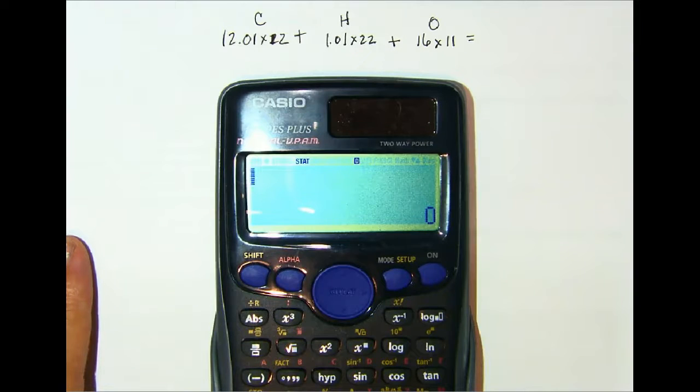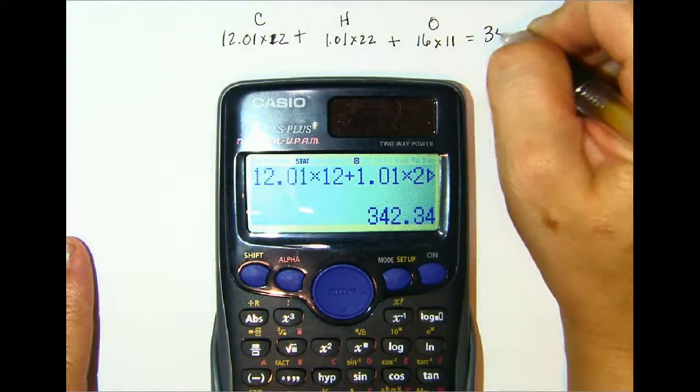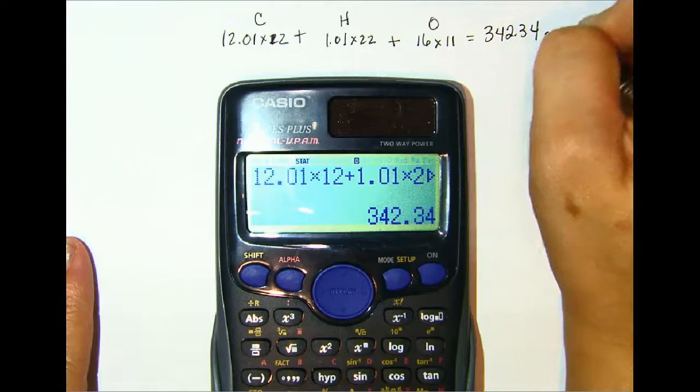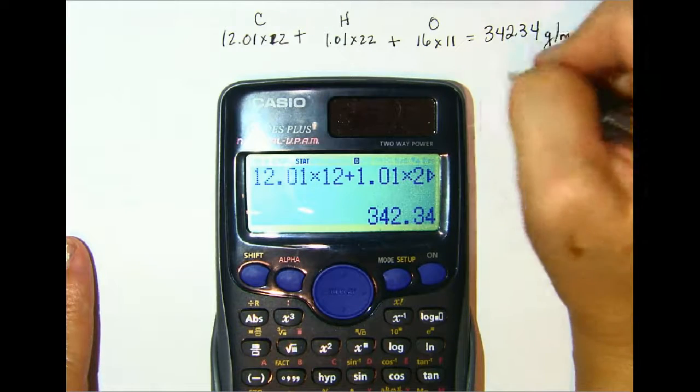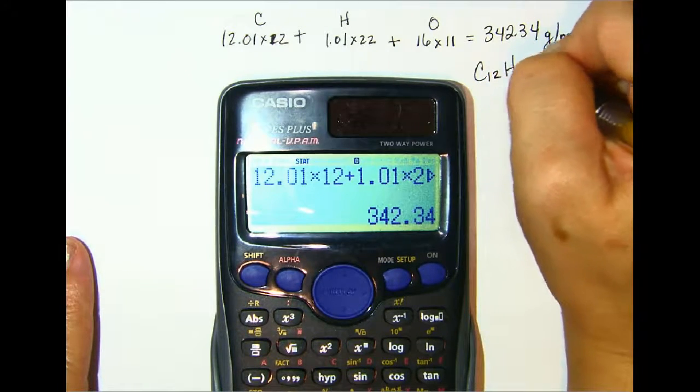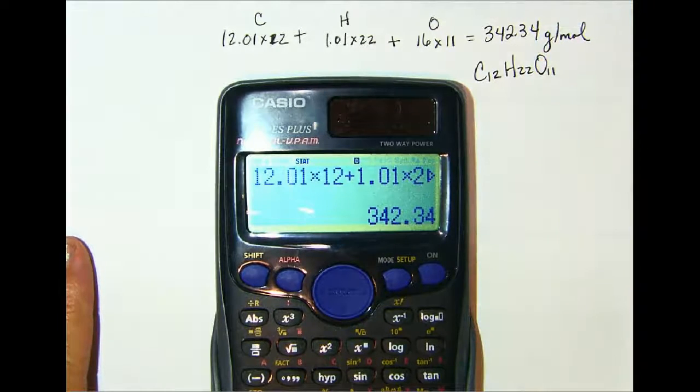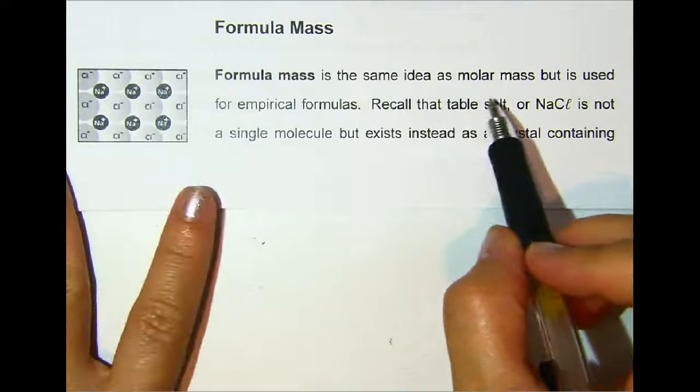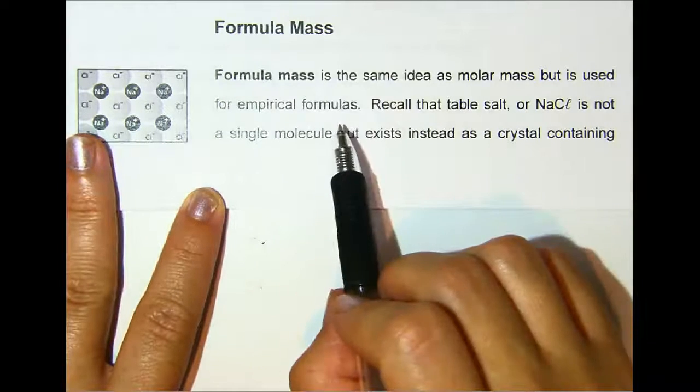Note that you can type all of this into your calculator at one time, so you don't really have to do this on paper. You can just get molar masses in your calculator. 12.01 times 12 carbon atoms plus 1.01 times 22 hydrogens plus 16 times 11 oxygens gives us a molar mass of 342.34 grams per mole for the entire C12H22O11 molecule.